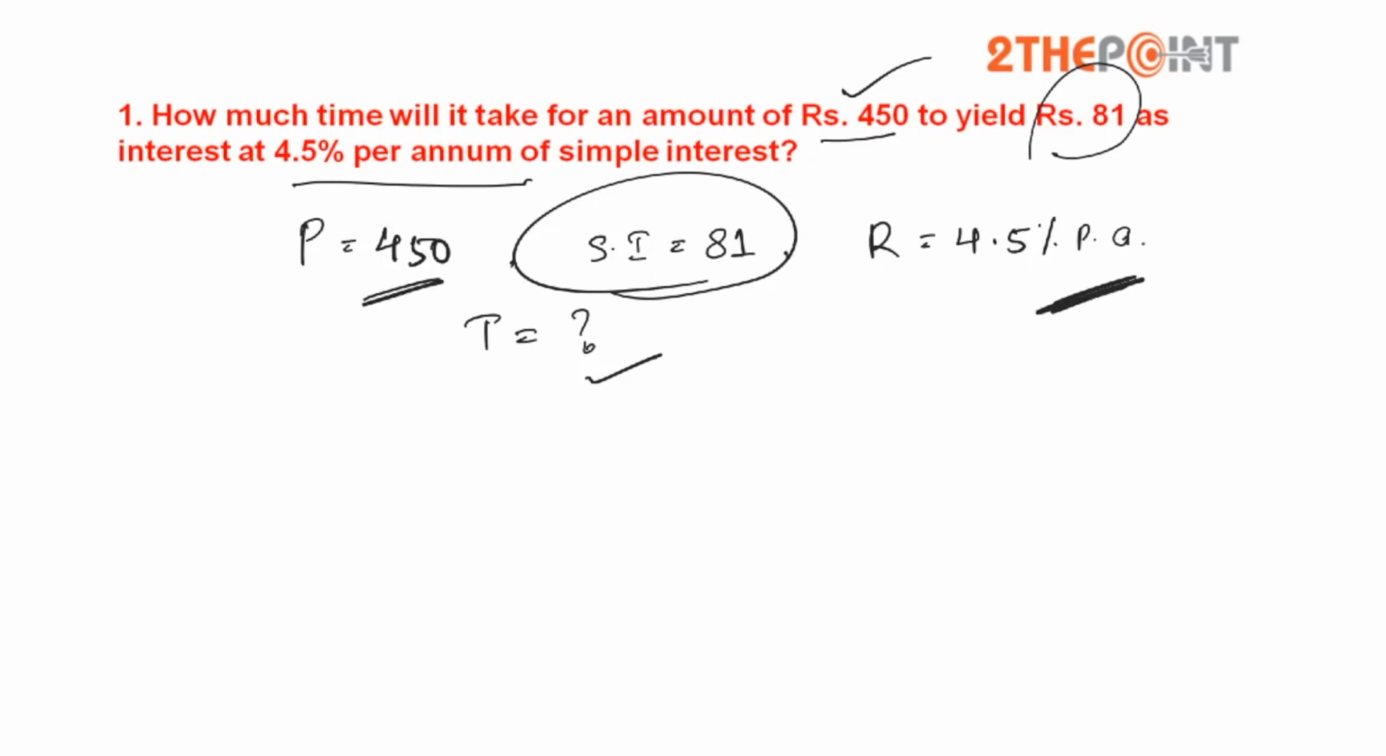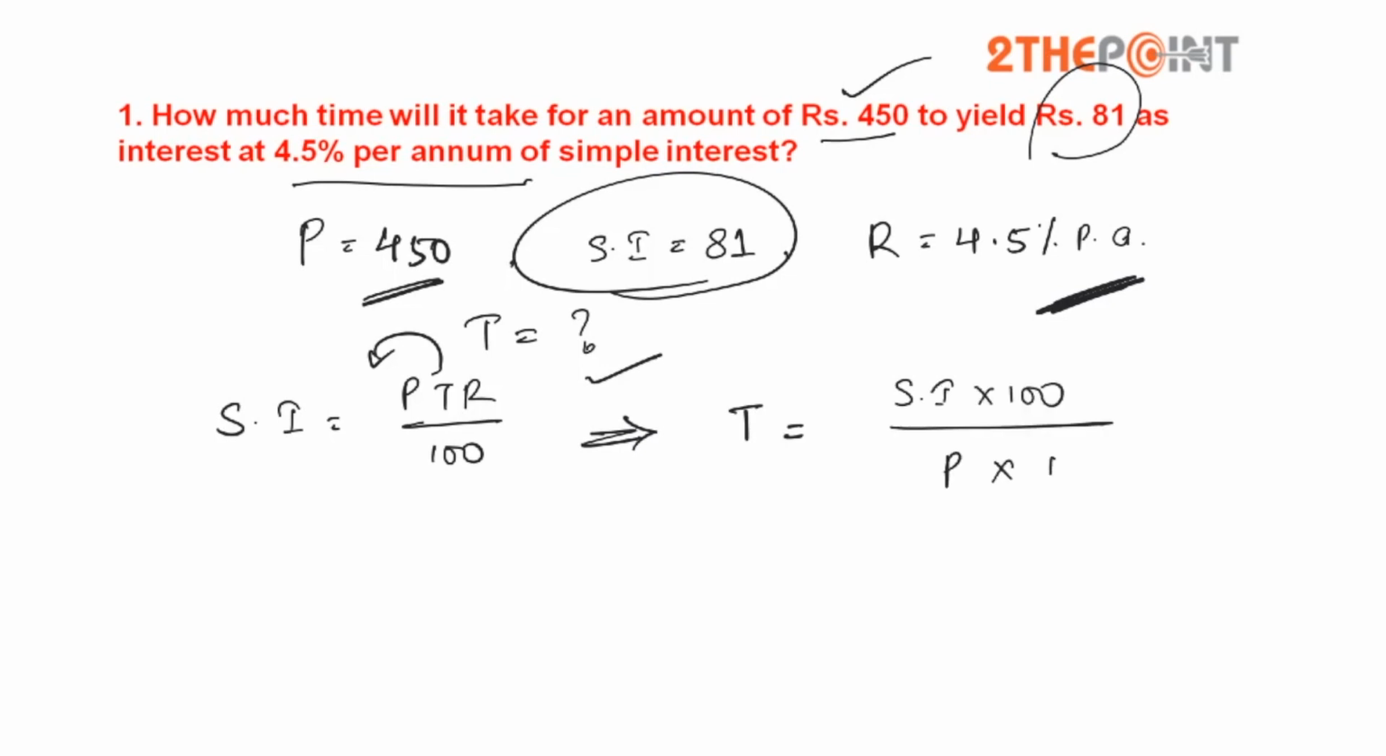We know that simple interest is equals to PTR by 100. So here since we are calculating T, we can shift the formulas. T is equals to SI into 100 divided by P into R. We know that SI is nothing but 81 into 100 and principal is 450 and R is 4.5%.